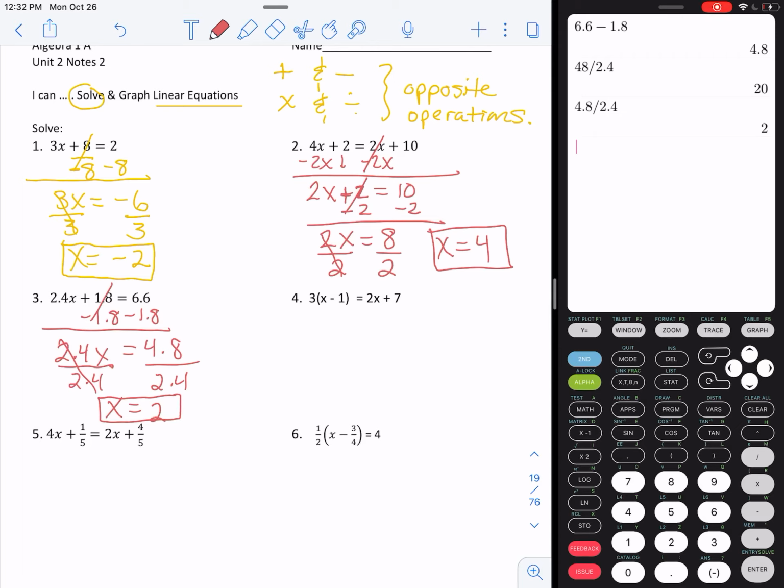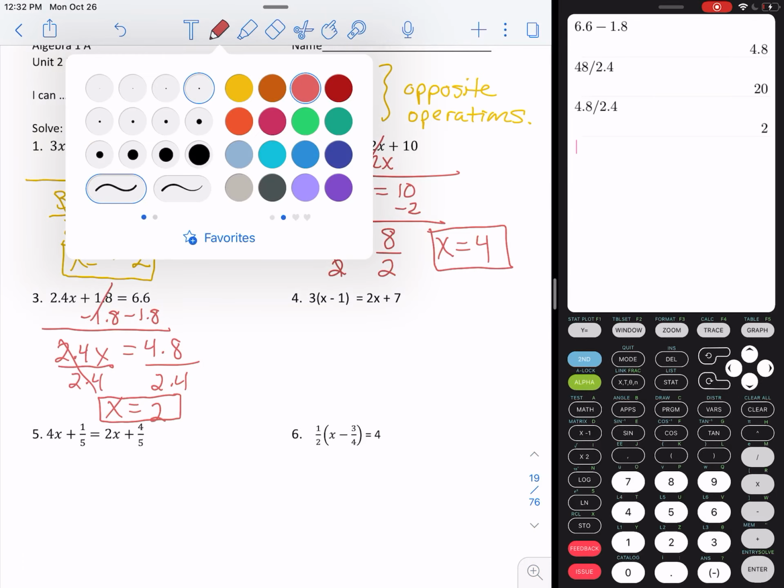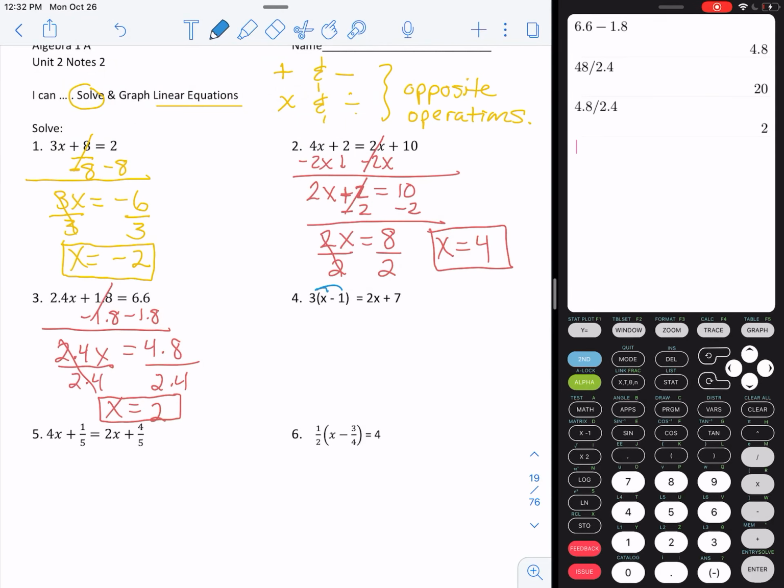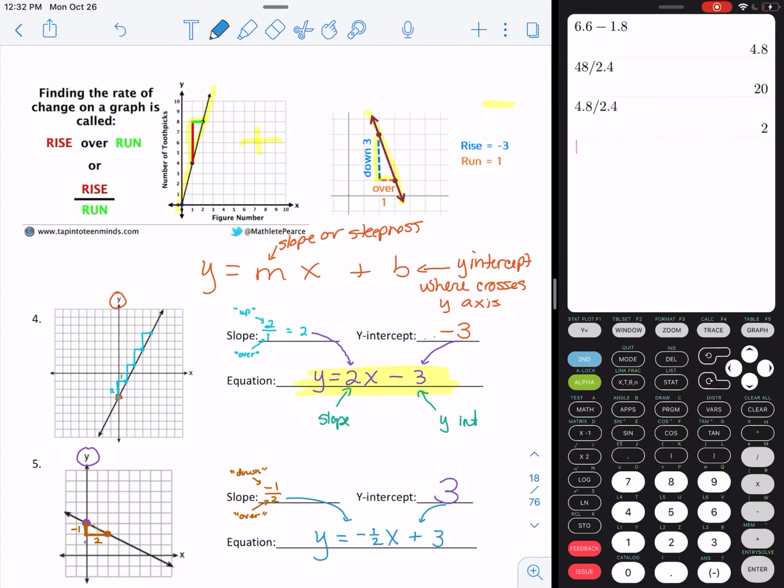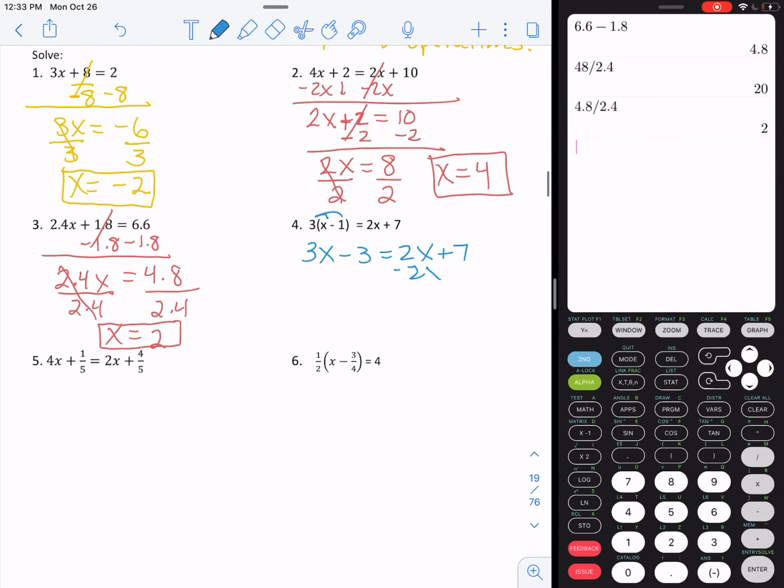Okay. The next one, we have to first distribute this 3. So that's going to become 3x minus 3 equals 2x plus 7. So now we want to get the x's together, so I'm going to subtract the 2x from the 3x, which is just 1x. You can put the 1 or not. And then add the 3. And then you get 1x equals 10. And that's it. 1x is just x. If you divide by 1 on both sides, you're just going to get x. But x equals 10.